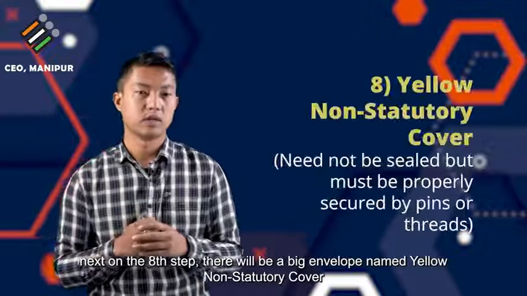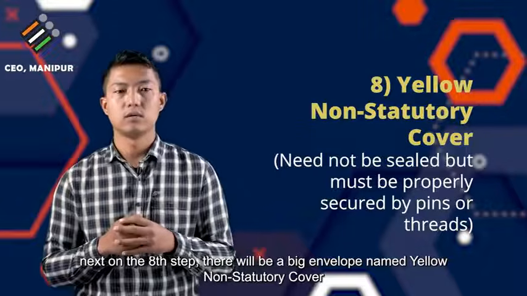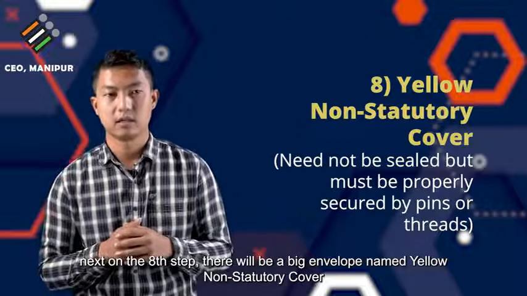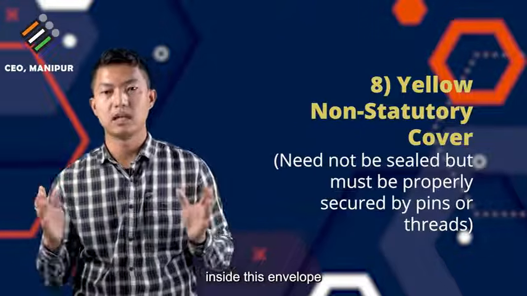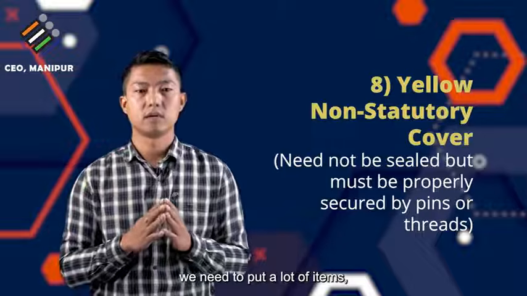Next, on the 8th step, there will be a big envelope named the yellow non-statutory cover. Inside this envelope, we need to put a lot of items.